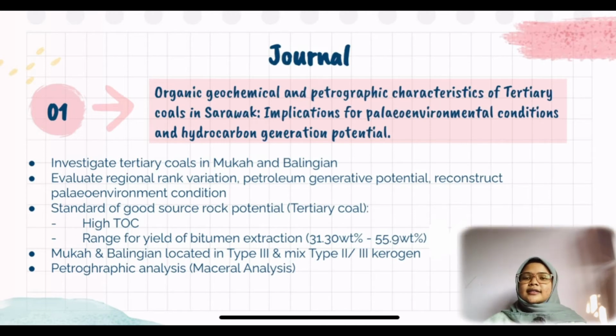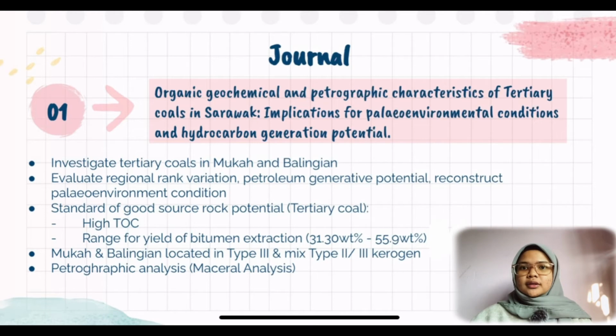However, there is a standard or characteristic for a good source rock potential for tertiary coals, which are high total organic carbon contents or TOC and yield of bitumen extraction ranging from 31.3 to 55.9%. Balingian is located at an area dominated with type 3 terrigenous kerogen, while Mukah is dominated by type 2 and 3 kerogens. So maceral analysis has been used in this study to know the details of the tertiary coals.